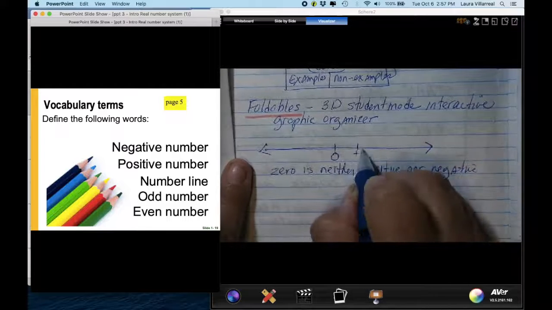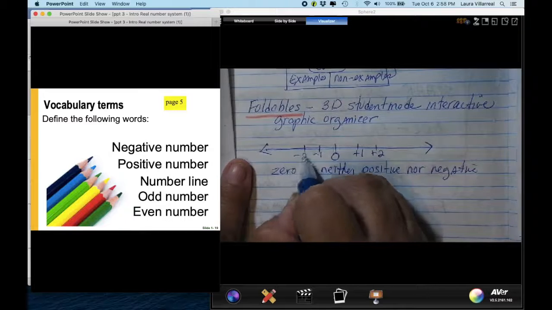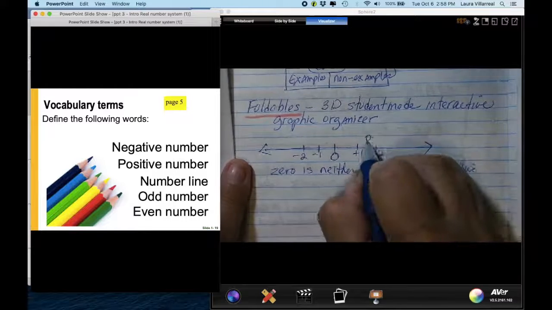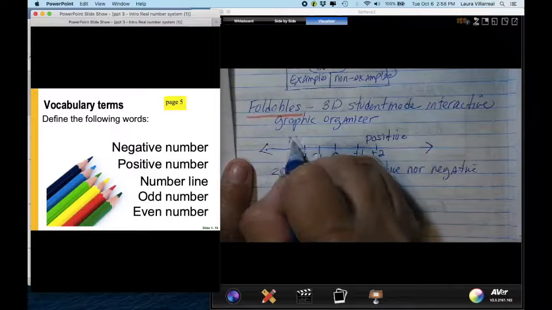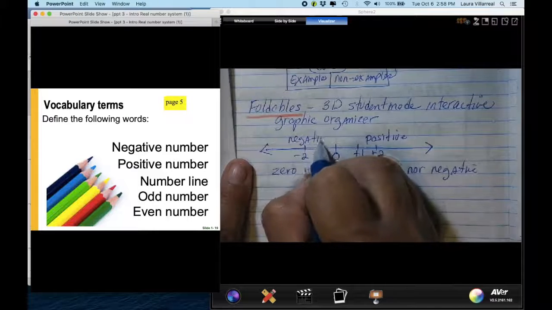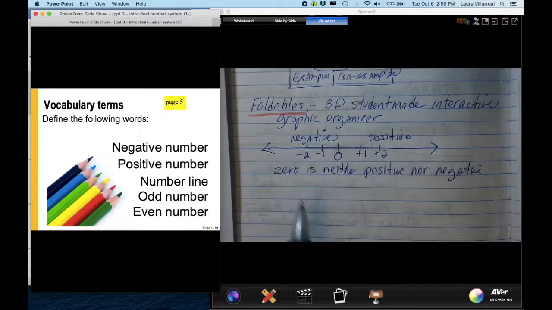So on the right, I have my positive numbers, and on the left, I have my negative numbers. So positive numbers are to the right of 0, and negative are to the left of 0. We have a number line.